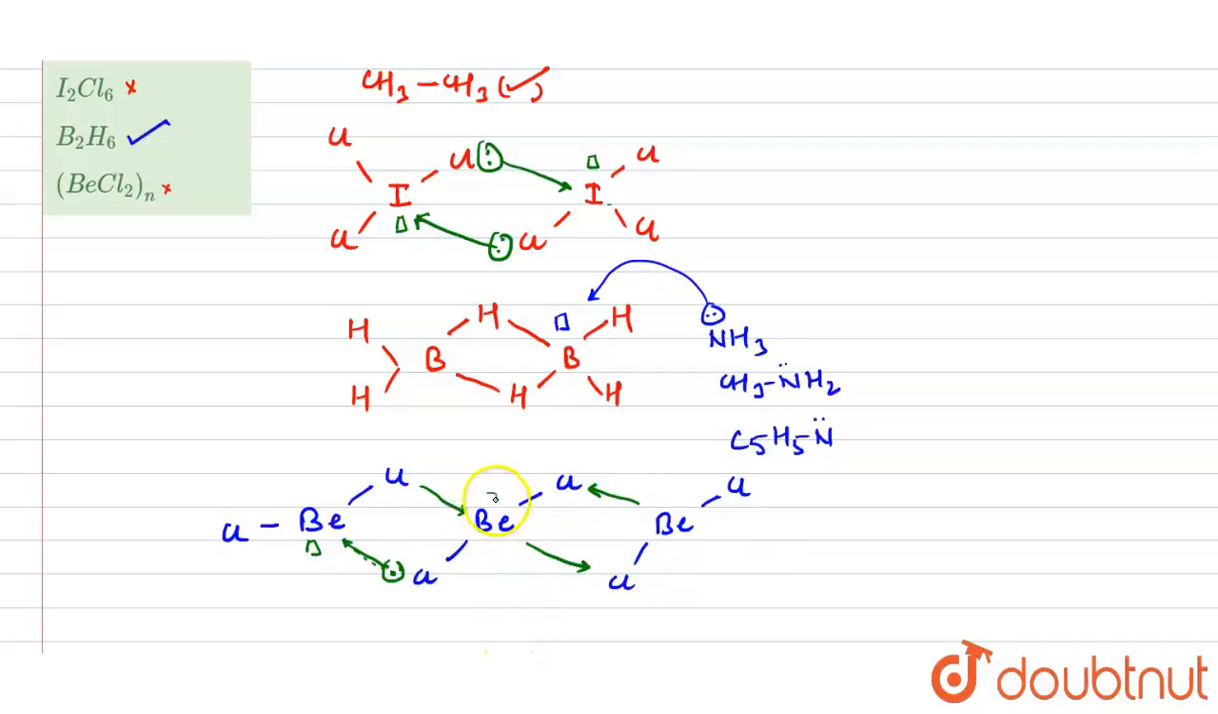So as we can see, this beryllium has completed its octet. In the same way, for all the beryllium atoms here, one coordinate bond will be formed, and this chain will continue. In that way, the beryllium completes its octet by gaining the lone pair from the chlorine. So this beryllium has already completed its octet, so it will not react with this NH3, that means the base. So only the third is the answer. I hope you understand this concept.